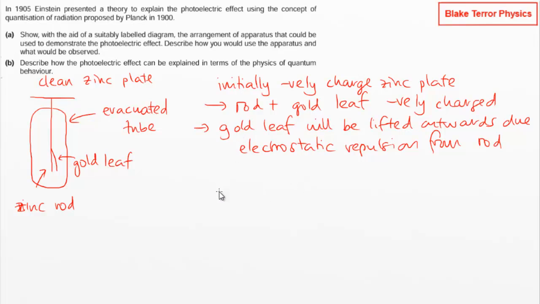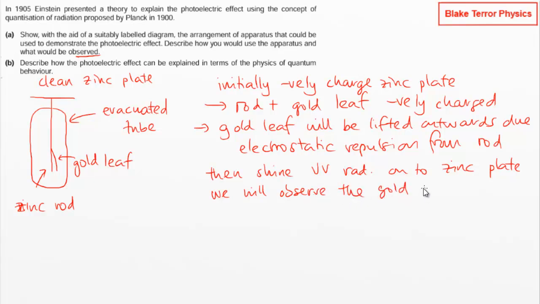Then we do the photoelectric effect part of it. So we can say then shine UV radiation onto the zinc plate. And what we will observe, because that's what they've got here in the question, what will be observed, we will then observe the gold leaf falling back to that zinc rod. Gold leaf falling back down to the zinc rod.